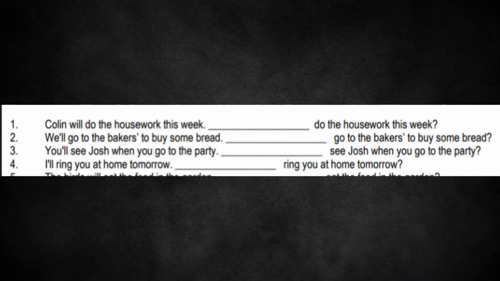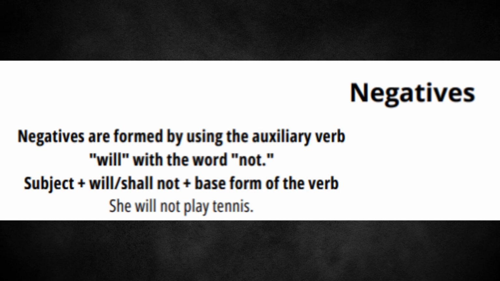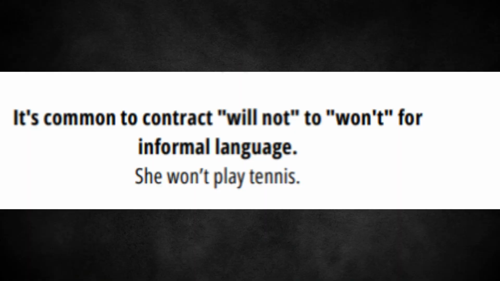Colin will do the housework this week. Will Colin do the housework this week? Next, negatives. Negatives are formed by using the auxiliary verb will with the word not: I will or shall not, and the base form. She will not play tennis, but it's also common to contract will not into she won't play tennis.